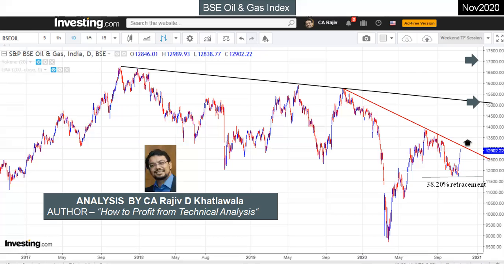The indicators of this price chart are also suggesting that the momentum is building up on this index, that is this sector. So oil and gas companies should perform well in the future. So let us go to the stocks which are there in the BSE oil and gas index. So let us try to know, okay, what are these stocks.